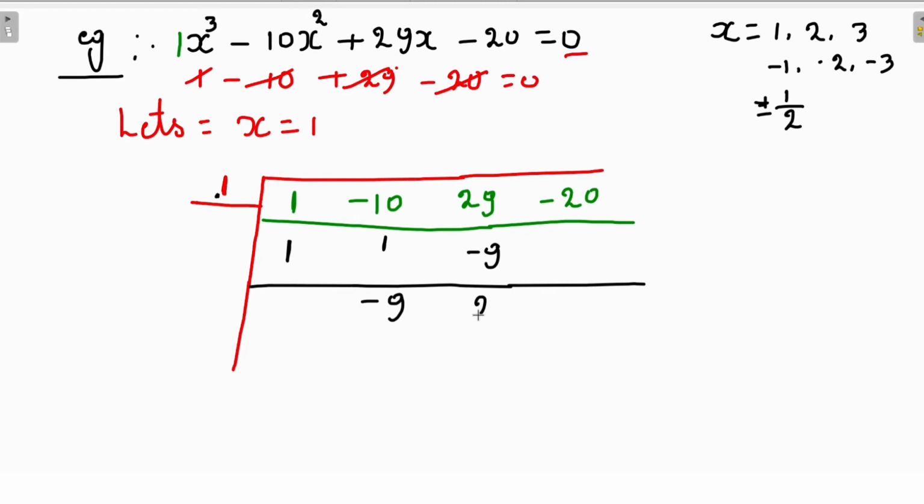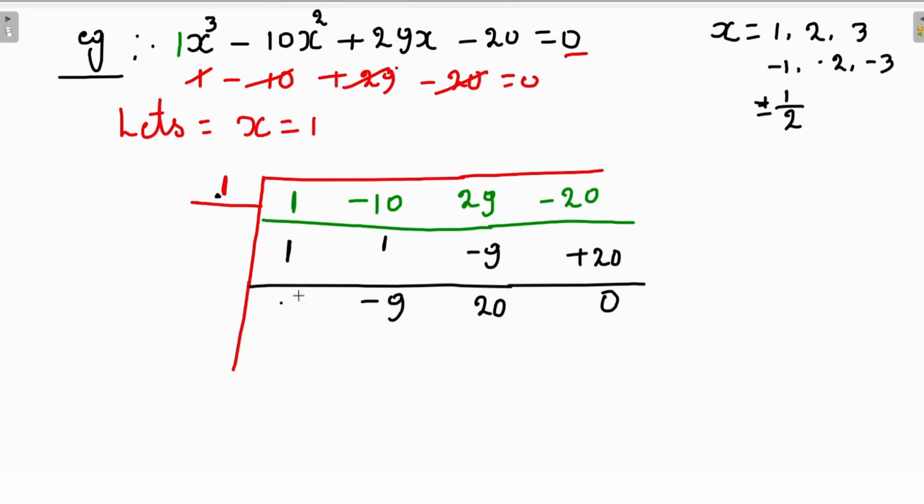29 minus 9 will be 20. Now 1 into 20 plus 20. Here minus 20 plus 20, here you will always get 0. Now we have to write the quadratic equation. This one as it is, we have to write it here as it is.